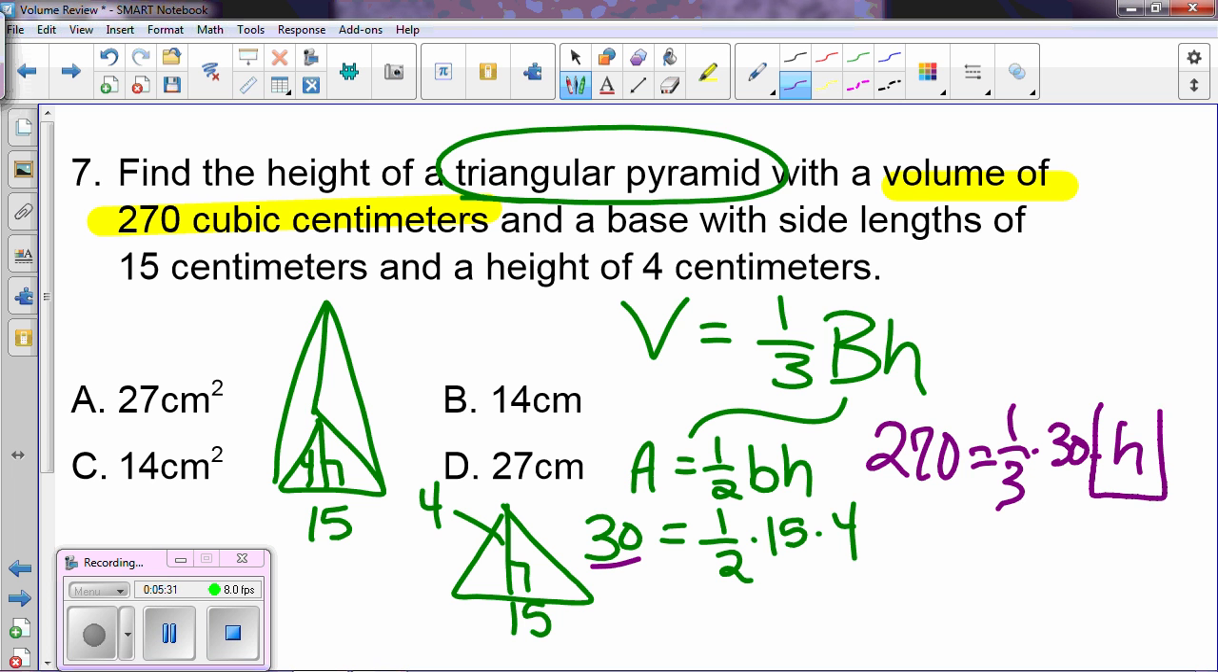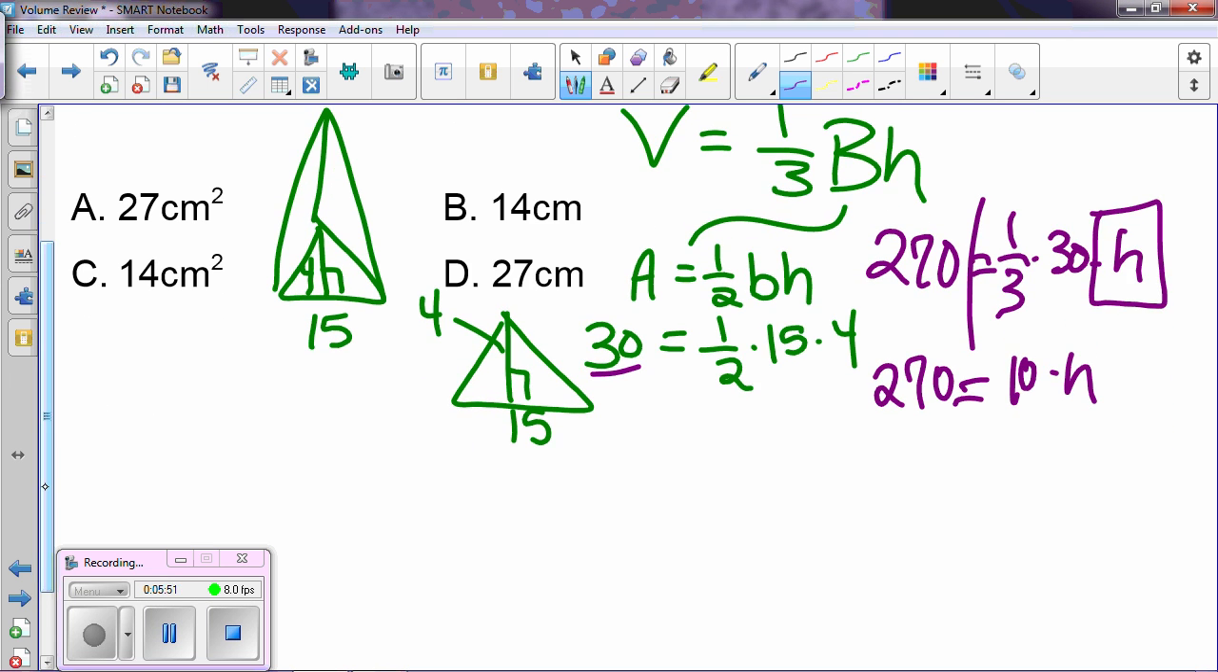I need to solve for H, so whatever is with it on the same side of the equal sign, why don't we combine so that we have less to move over? So 1/3 times 30, same thing as 30 divided by 3, which gives us 10. Now we have less to have to move over. So 10 and H are being multiplied, so to move the 10 away from the H, we have to do the inverse operation, which is to divide by 10 on both sides. 10 divided by 10 is 1. 1 times H leaves us with the variable. 270 divided by 10 gives me 27.